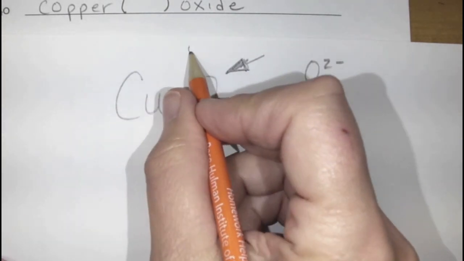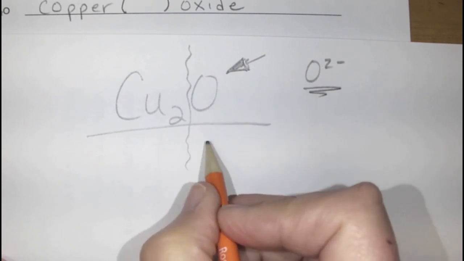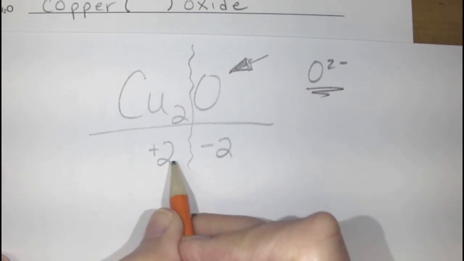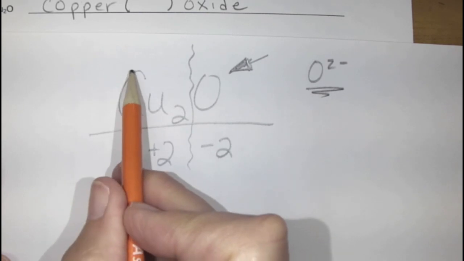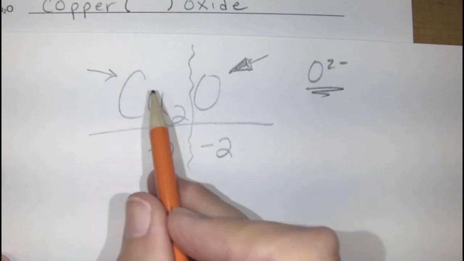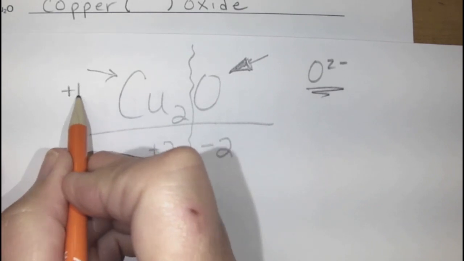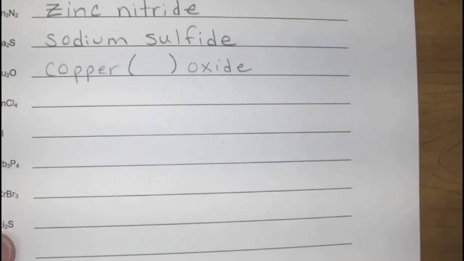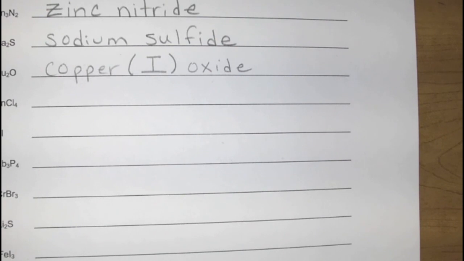So if this is -2, I think about it as 2 sides, the anion side and the cation side. So if the anion side is -2, the total over here has to be +2 because they have to equal 0. So the question becomes, what charge does this copper have to have if when I multiply that by 2, because I've got 2 of them, I get +2? So the only thing it can be is +1. So this copper is +1. So then I'm going to indicate that here with the Roman numeral 1. So this becomes copper(I) oxide.